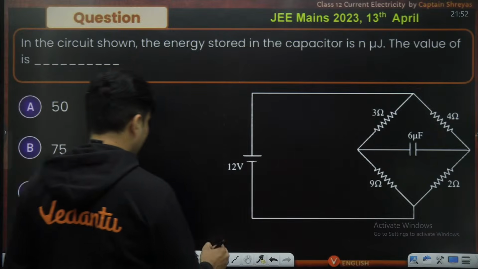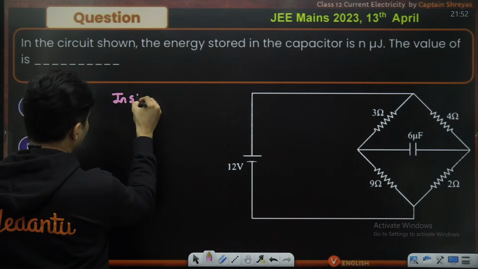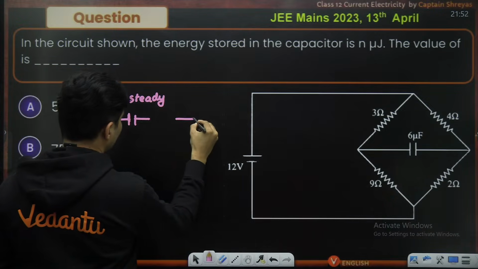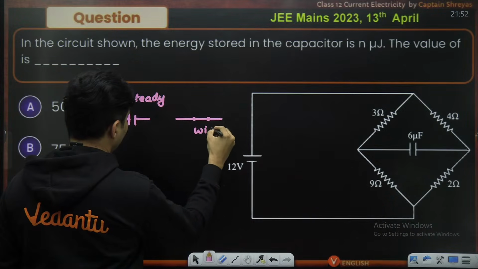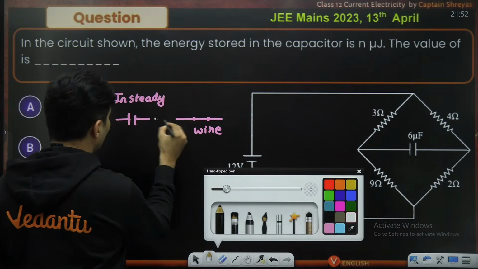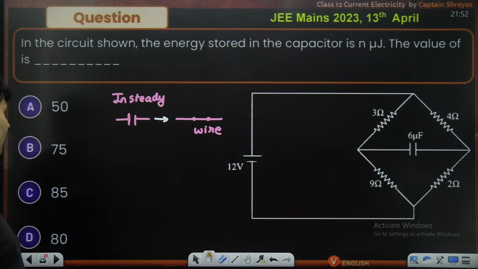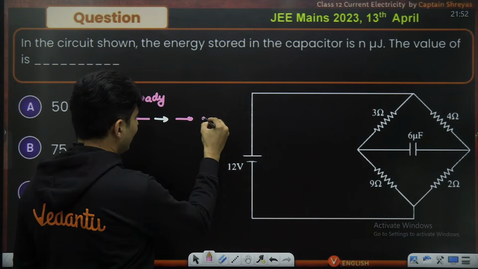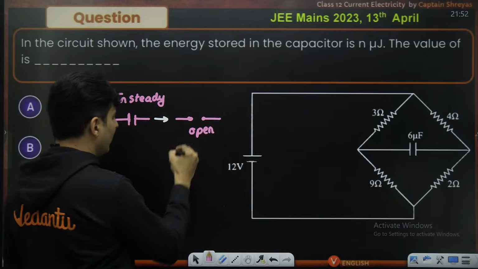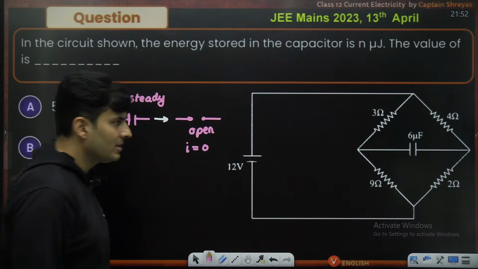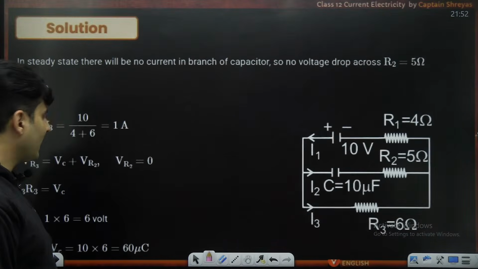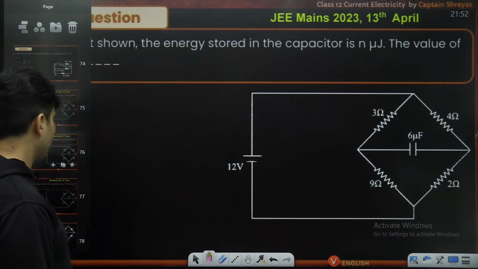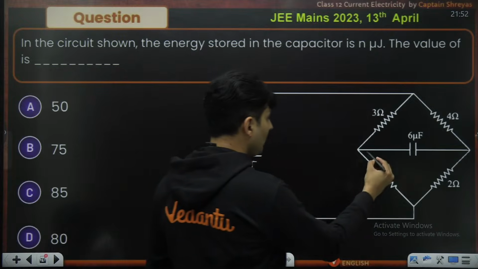So in steady state, a capacitor behaves just like a wire. That is what my theory was. I told you. Capacitor behaves like a, oops, sorry, what am I saying? Open circuit. My bad. Capacitor behaves like an open circuit. No current will flow. Current in that will be 0. Okay. So what can I do? I can forget it. So let me just forget it and see what do I really get over here. Get rid of this.